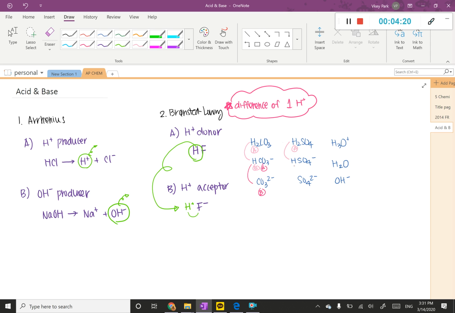The top would be the acid, the bottom would be the base. Okay, top acid, bottom base, and so on and so forth. Oh look, the one in the center is both acid and base. How does that work? If they're both acid and base, we call these amphoteric species.